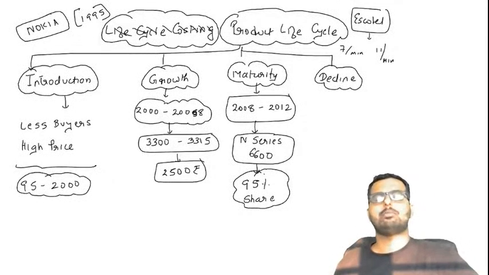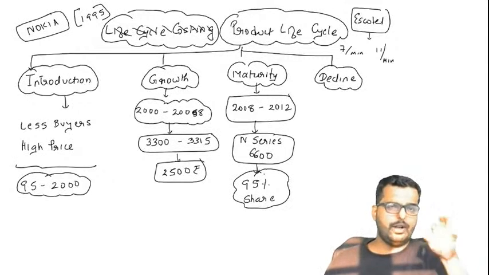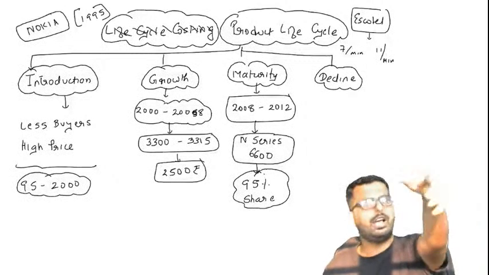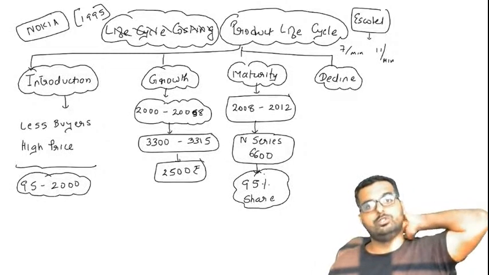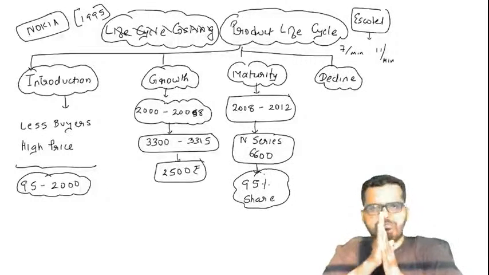The 95% share means if you have 100 mobile phones, 95 people will buy Nokia, and the remaining 5 will buy Motorola, Sony Ericsson was there, and whatever other phones were available. That was the kind of situation from 2008 to 2012. They were the king in the market.